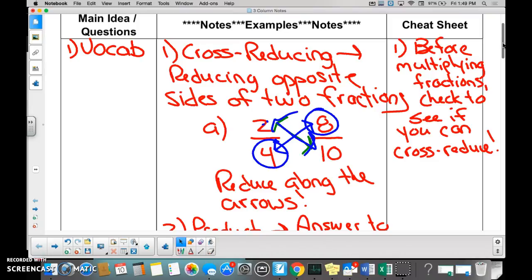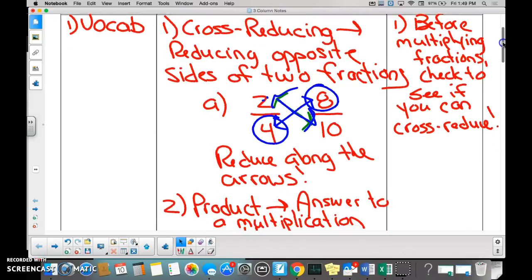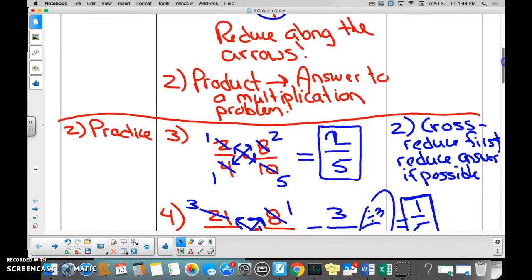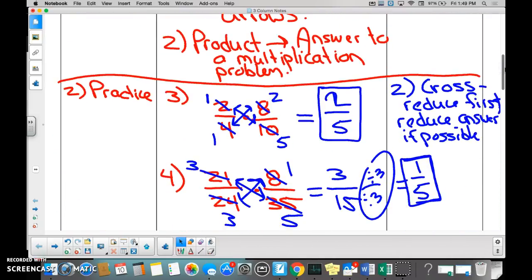Yes. How many of you are drawing the arrows? Almost all of you just raise your hand. I know you can't see that on the video if you're watching the video right now, but cross reduce along your arrow. So, I know this is hard to read, but we had 2/4 times 8/10 in red. So here's our problem. 2/4 times 8/10 in red.